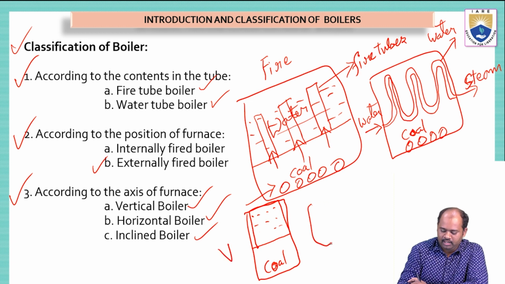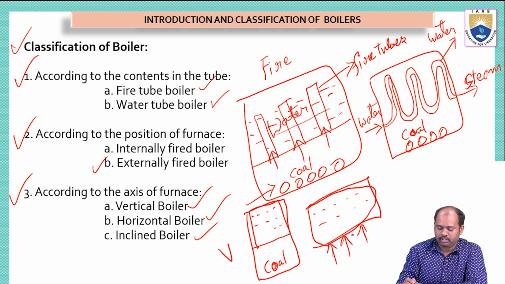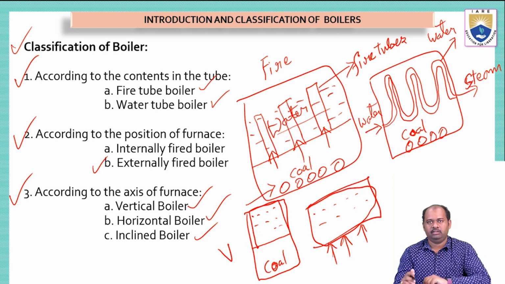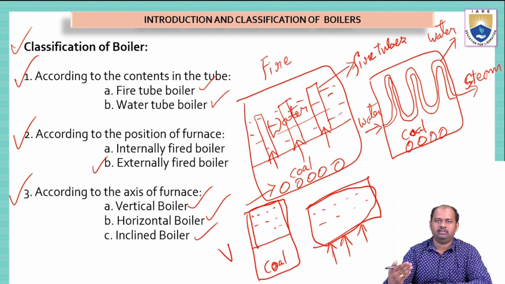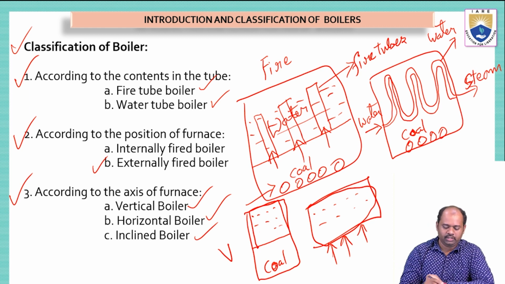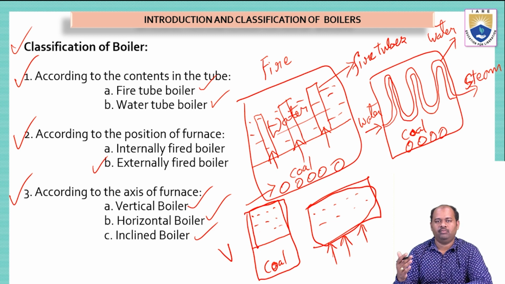If the tank of the boiler is in the horizontal direction, here we will supply heat. So this is a horizontal boiler. Sometimes this horizontal boiler will be kept inclined so as to increase the surface area for the heating process. That is an inclined boiler. So these are the different orientations of the boiler tank: vertical boiler, inclined boiler, and horizontal boiler.